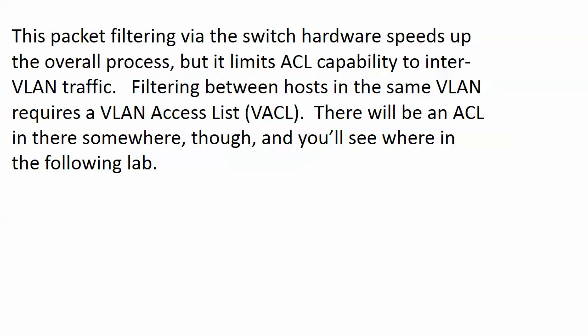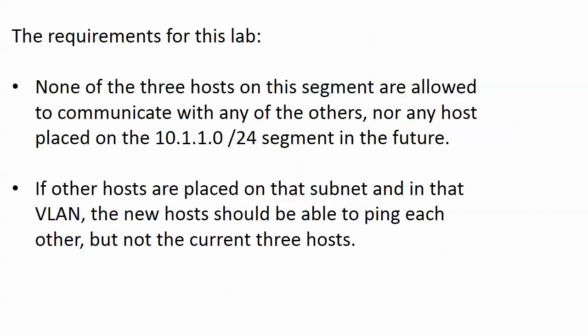So if we're filtering between hosts in the same VLAN on a multi-layer switch, we've got to use something called a VLAN access list, a VACL. And you're already thinking, oh, another kind of access list, are you kidding me? Well, not really, because there will be an ACL in the config. We're actually going to start our configuration with an ACL. It's really just applied a different way. That's all there is to it. You're going to use a couple commands that you won't use in any other situation, but the access list itself is going to look just like an ACL that you would write anywhere else.